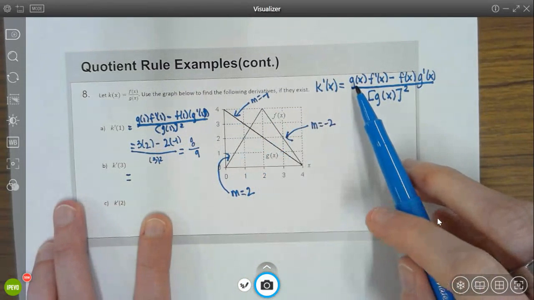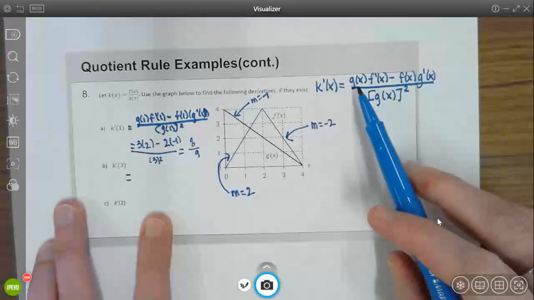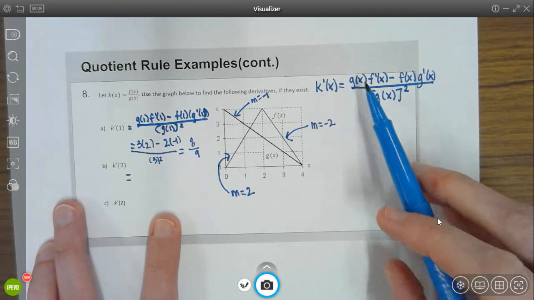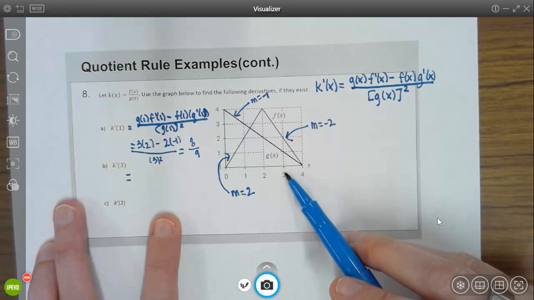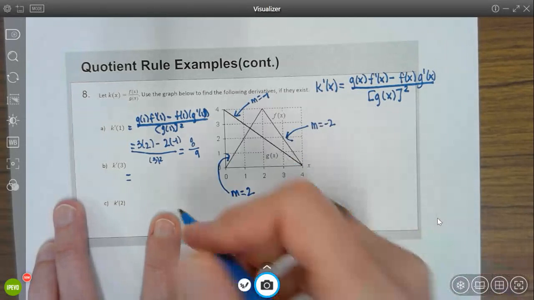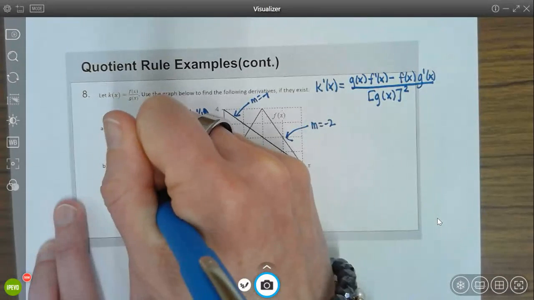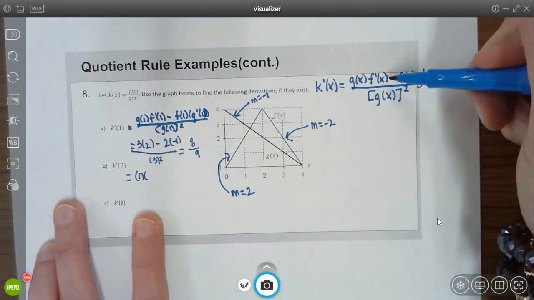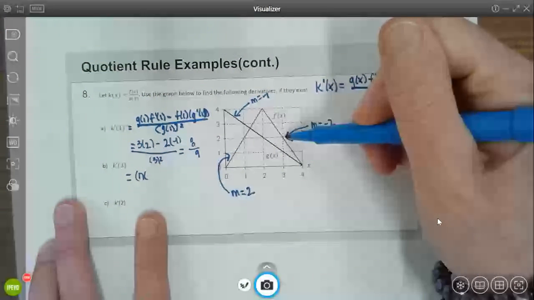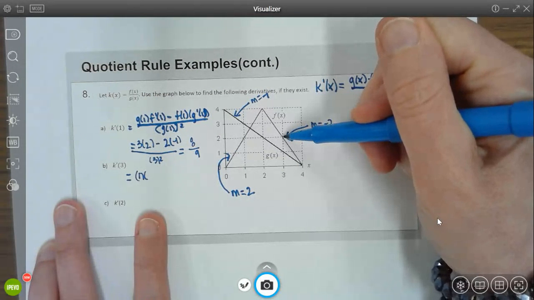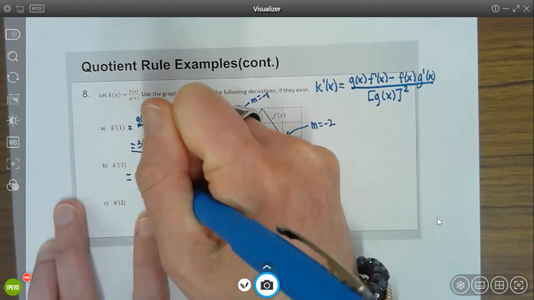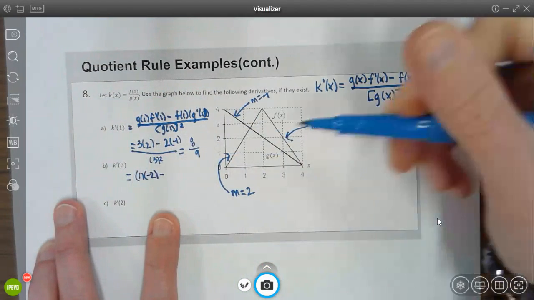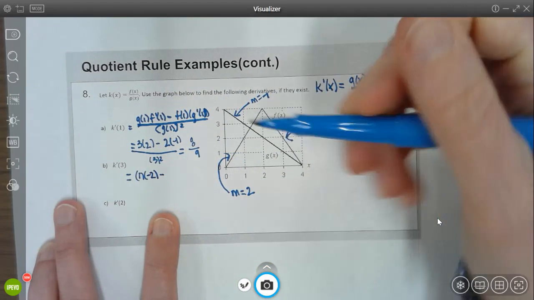So if I'm going through here, I'm going to replace all of these x's with 3. I'm just going to go grab my values and put them into my function here. So g of 3, when x is 3, g of 3 is 1, so I'm going to use 1. F prime of 3, when x is 3, I'm at this point right here. My slope is -2. F of 3, when x is 3, my y coordinate is +2.